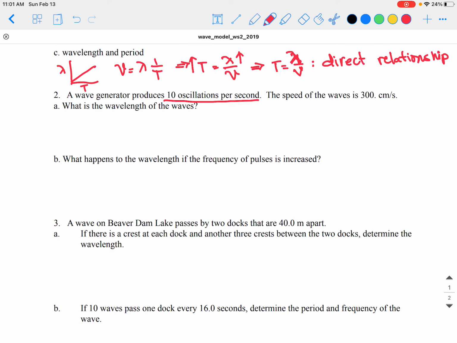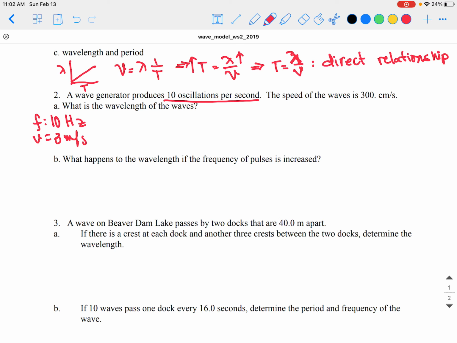In this next problem, it says a wave generator produces 10 oscillations per second. That is a frequency value. So I'm going to write out my givens. I don't know where I'm going to need them, but I'm going to write them anyway. 10 hertz. The speed of the wave is 300 centimeters per second. I'm going to convert this. You don't necessarily have to, but the velocity would be 3 meters per second.